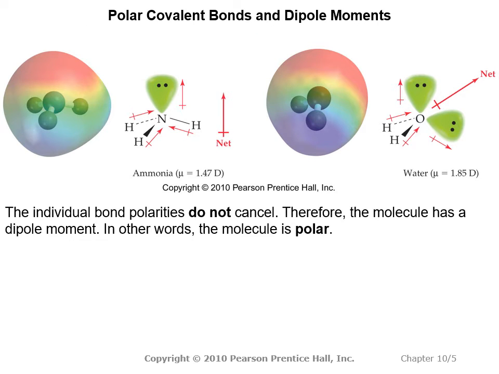Sometimes we can have more than one polar bond, and in the case of ammonia here, we have 1, 2, 3 polar bonds. And if we look, all the polar bonds are ultimately pulling towards the top of the molecule, so that we say that this molecule has a net dipole moment. So the individual bond polarities do not cancel.